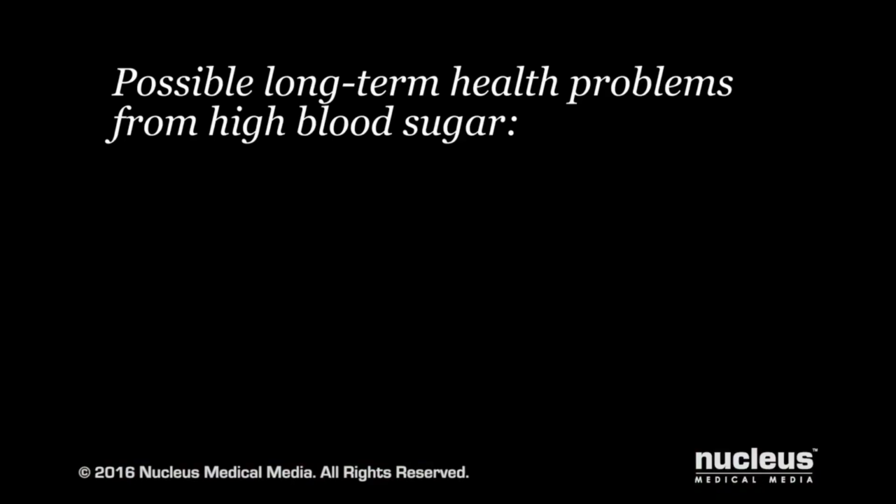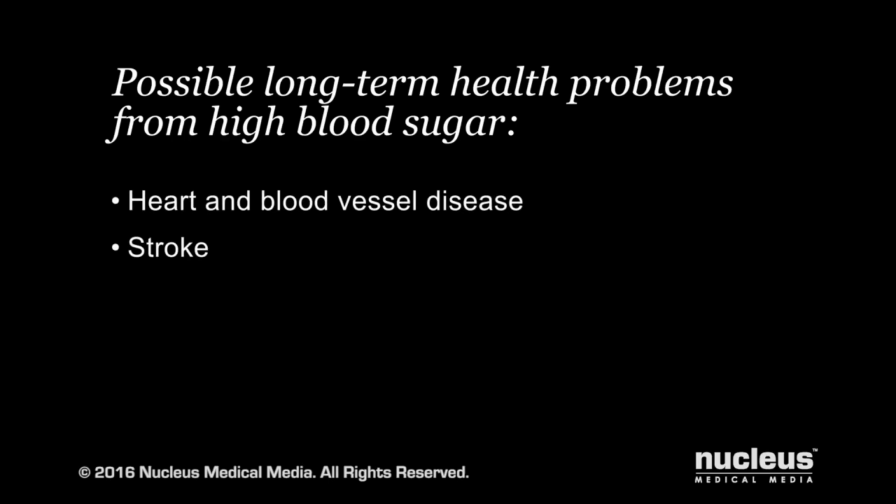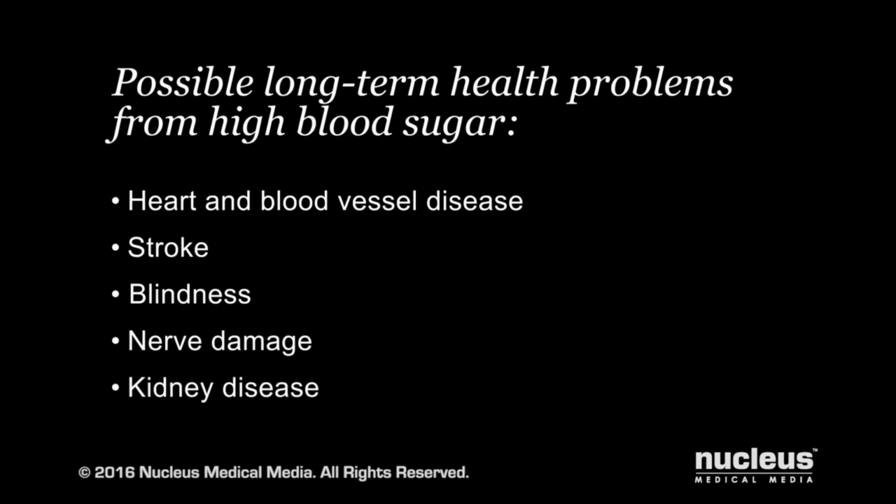If your blood sugar level remains high over time, long-term health problems can occur. They include heart and blood vessel disease, stroke, blindness, nerve damage, kidney disease, and amputation of a foot or leg.